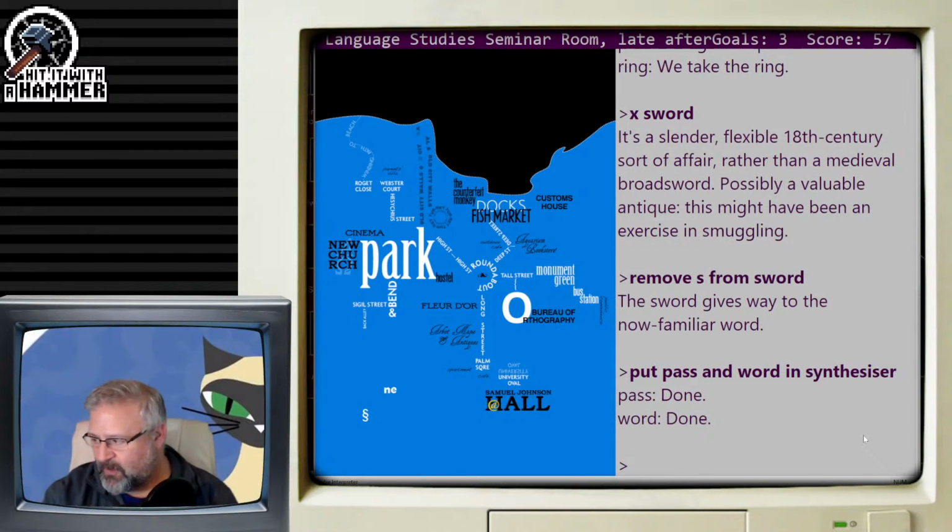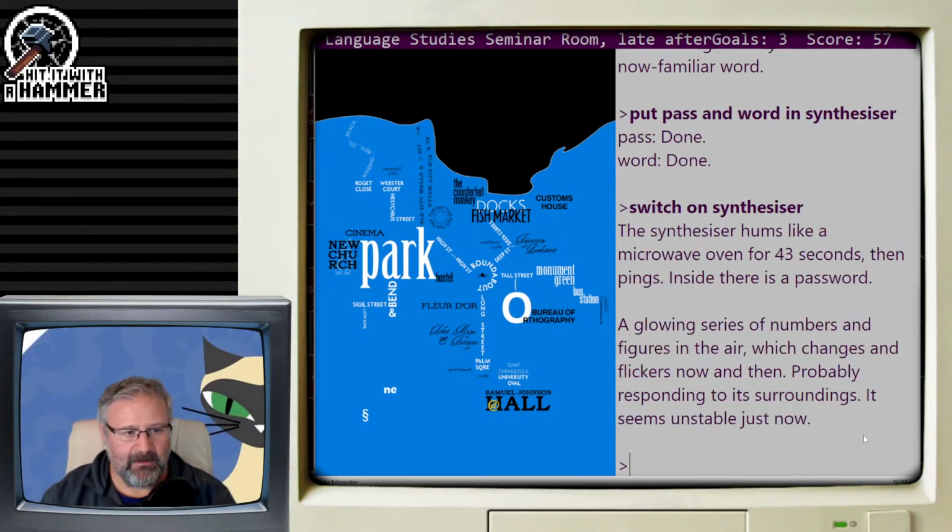Okay, I've put the pass and the word in the synthesizer. The synthesizer hums like a microwave oven for 43 seconds, then pings. Inside there is a password, a glowing series of numbers and figures in the air which changes and flickers now and then, probably responding to its surroundings. It seems unstable just now. Okay.